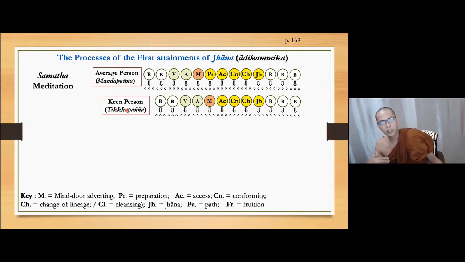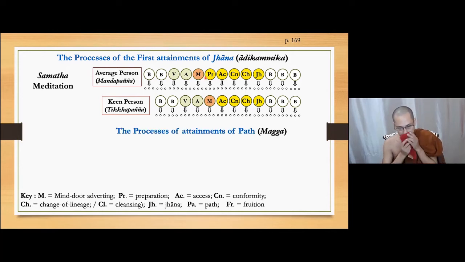So this is according to the nature. We cannot make ourselves skip or drop the preparation moment. But due to the condition, it arises. If this process arises, we can regard that person as Mandapanya. And if this process arises in his mental attainment, he is regarded as the keen person. This is just the difference in the nature of the individual. It is possible with the preparation moment or without the preparation moment.